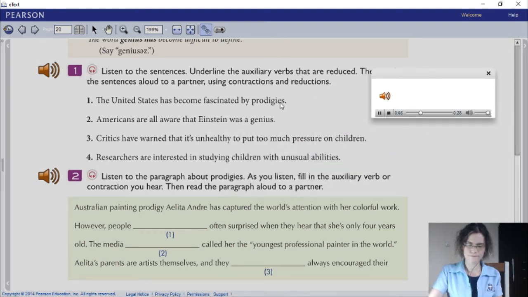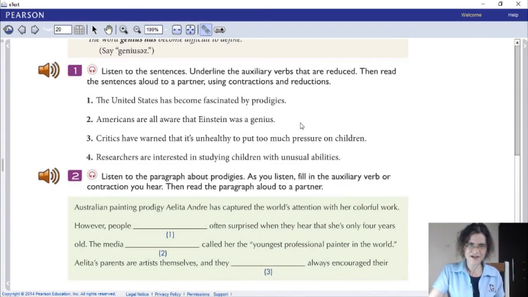2. Americans are all aware that Einstein was a genius. 3. Critics have warned that it's unhealthy to put too much pressure on children. 4. Researchers are interested in studying children with unusual abilities.